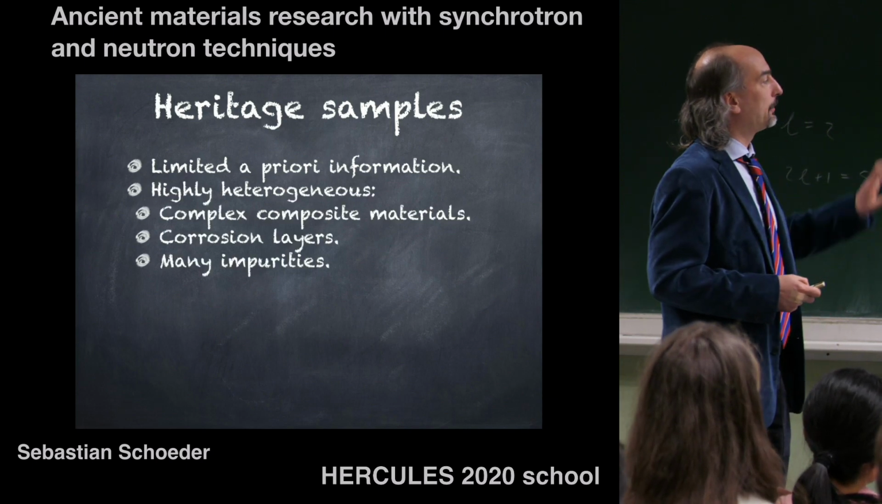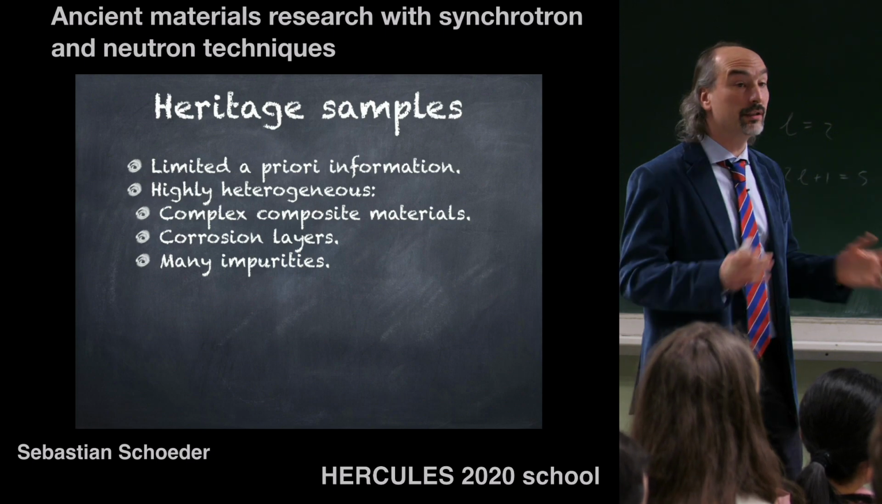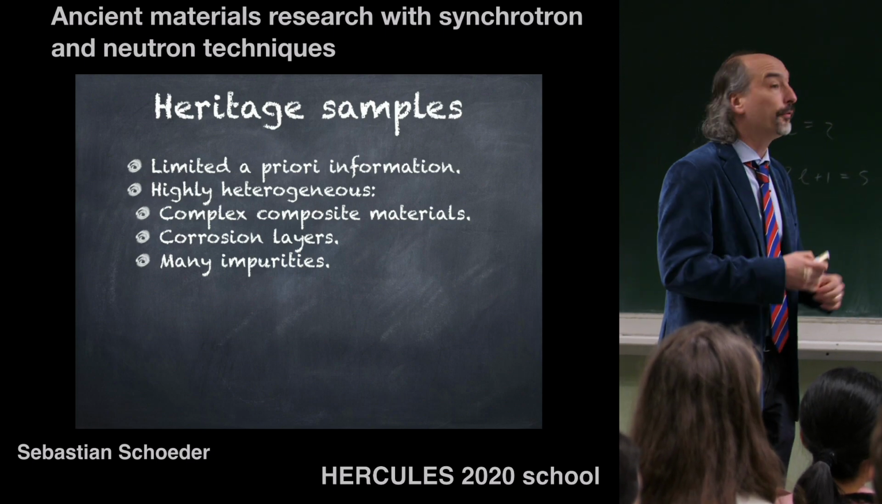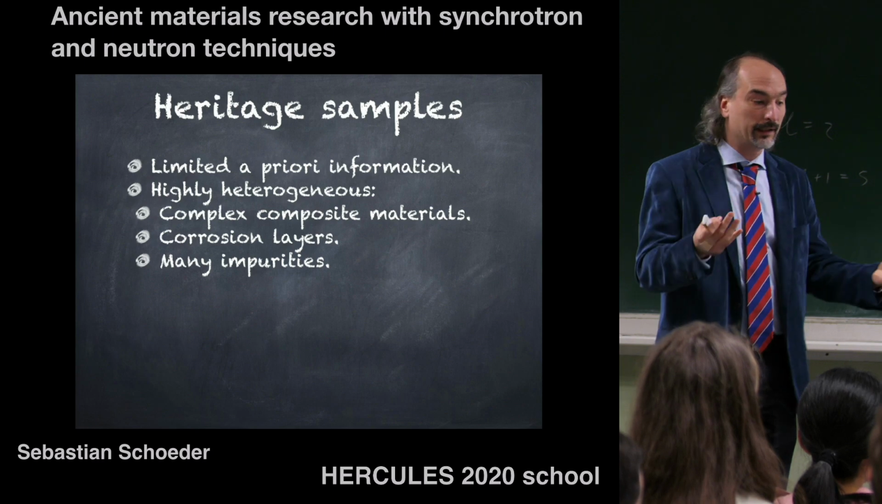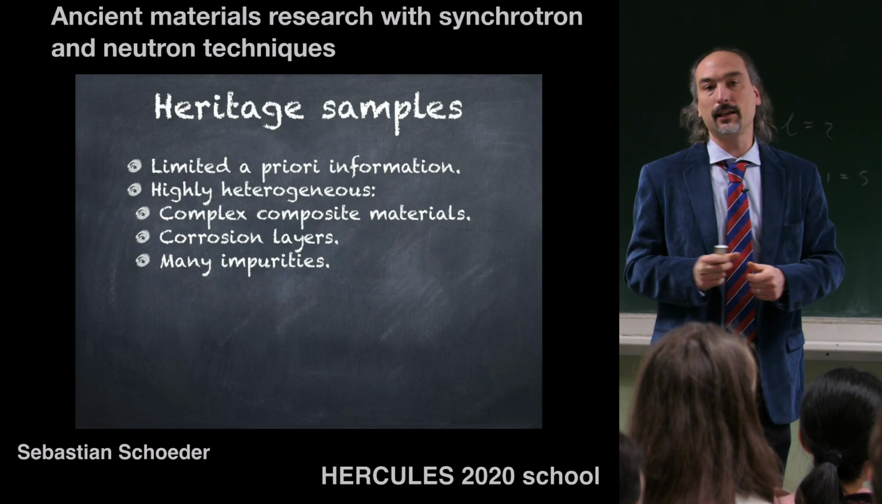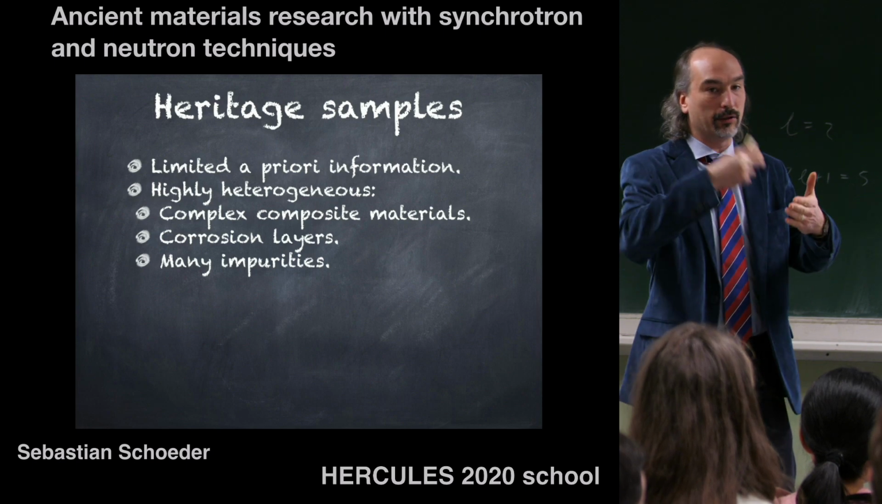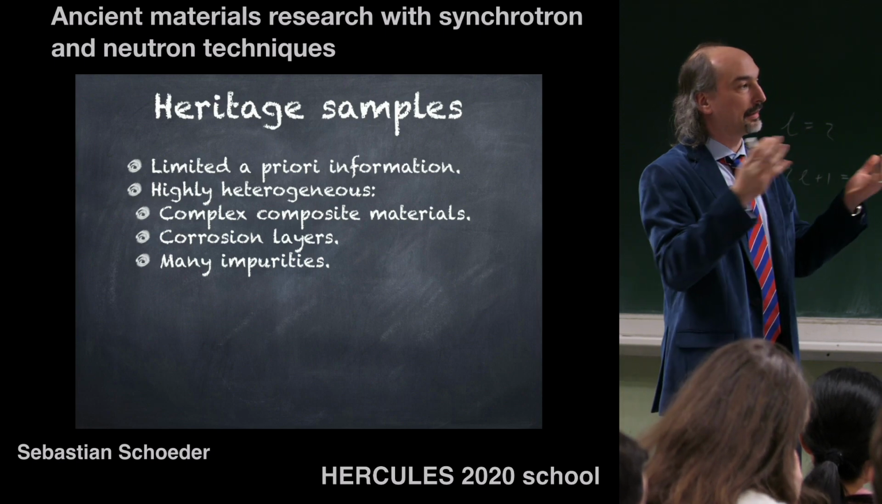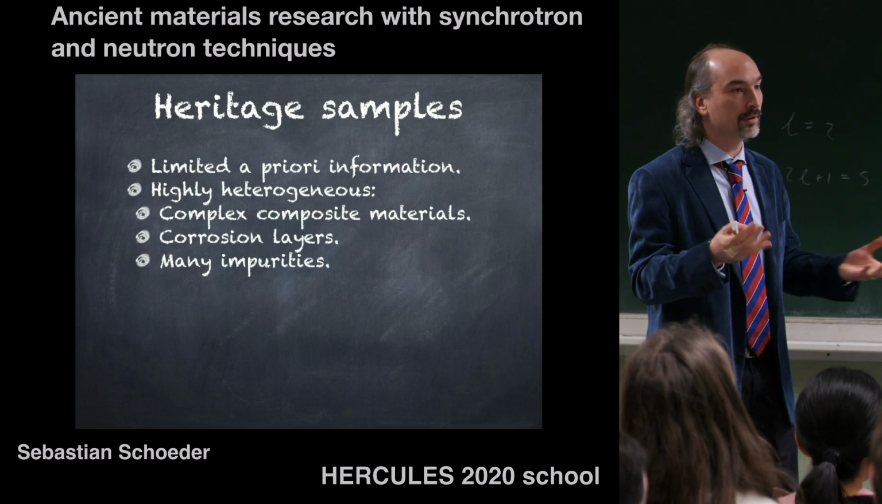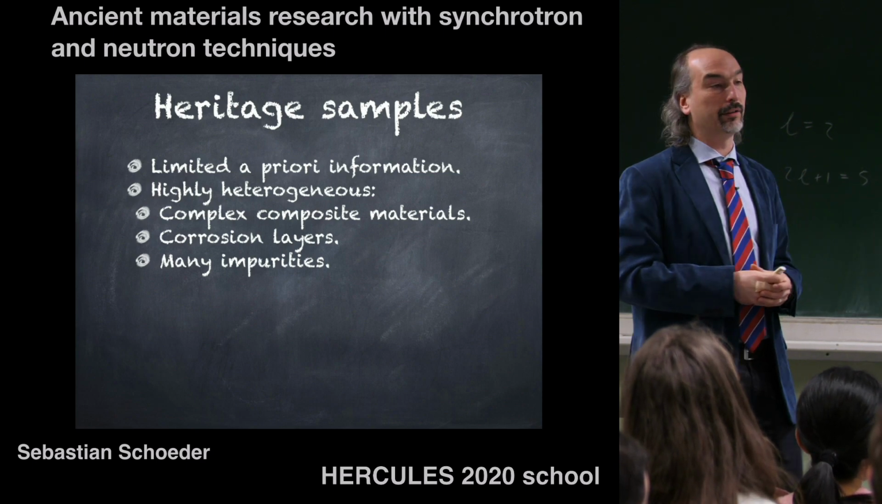And the other problem is that we have often very highly heterogeneous samples. So often they're complex just from the beginning, because you have, for example, paint samples. So you have a little paint layer where there are pigments in a binding media, and then you have different layers. Or organic samples, like wooden samples that are intrinsically very heterogeneous.